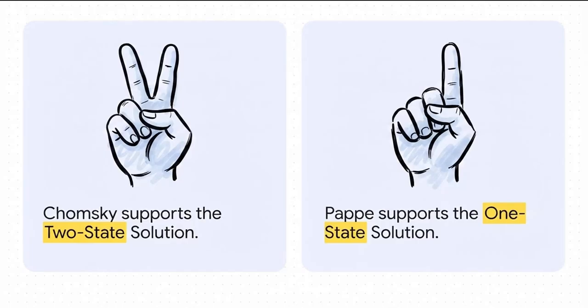On to Section 4, Comparing Proposed Solutions. Because their academic diagnoses are so completely different, their solutions diverge wildly too. Chomsky operates as a pragmatist here. He advocates for the international consensus of a two-state solution. Conversely, Pappé pushes for a one-democratic state solution. Why? Well, because Pappé views the foundation through the lens of South African settler colonialism, it logically follows that his solution mirrors post-apartheid South Africa, a single state with equal democratic rights for everyone.